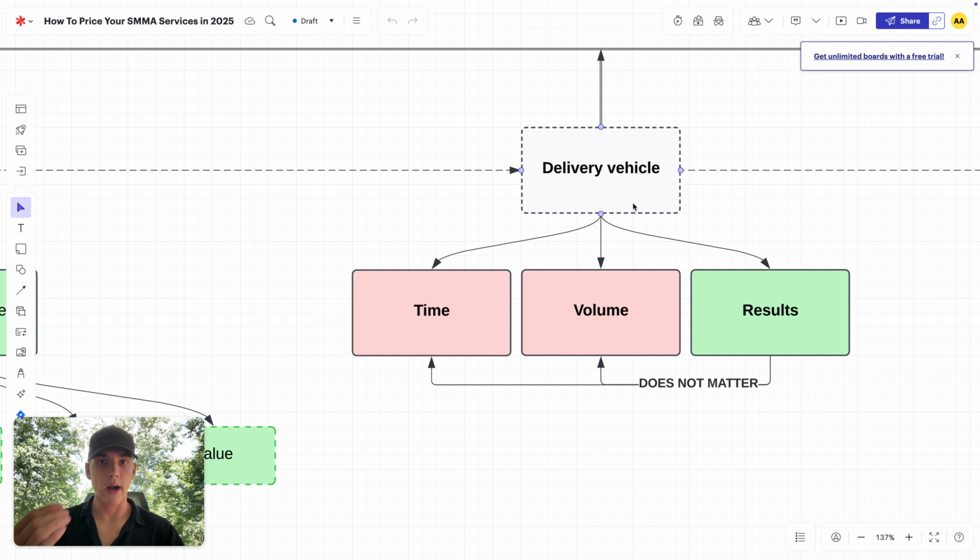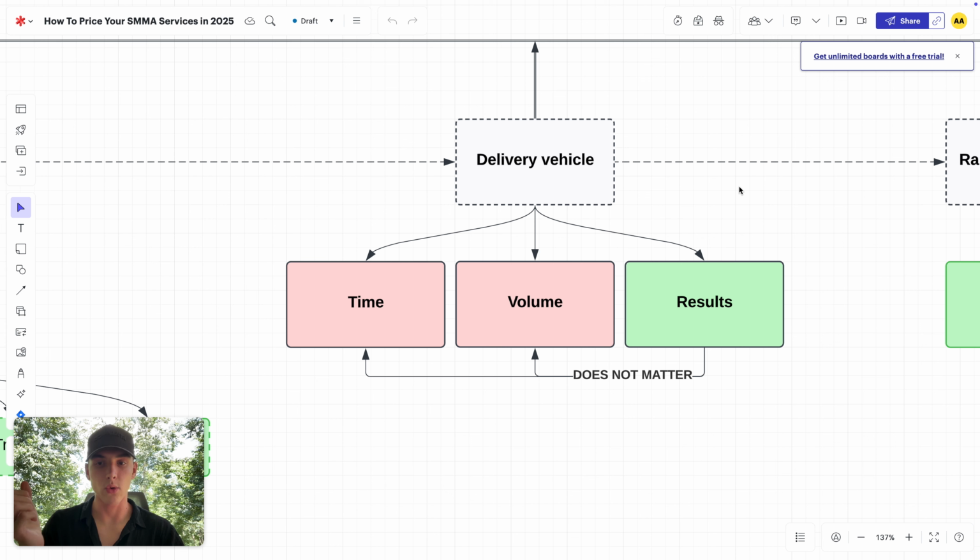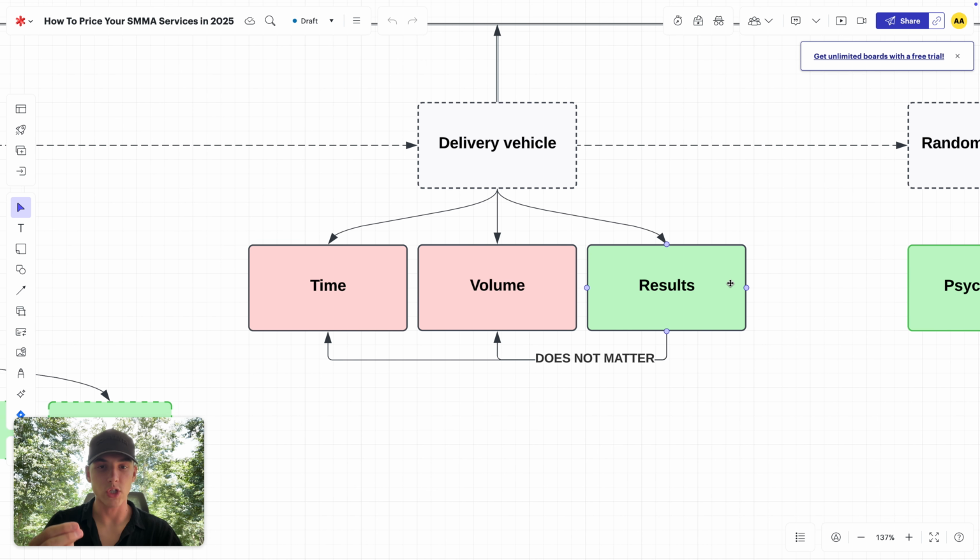Next, delivery vehicle, how you actually position your service. You can charge based on time. That is, for example, hourly. Every single hour you work for the client, you charge a fixed amount. That can be volume. So if you produce 10 statics, you get paid for 10 statics. But the best model is charging based on results.